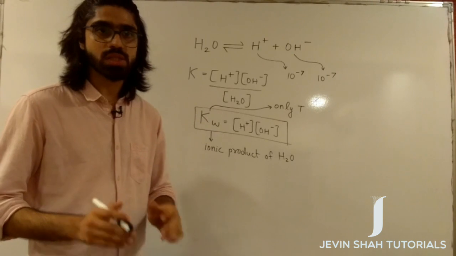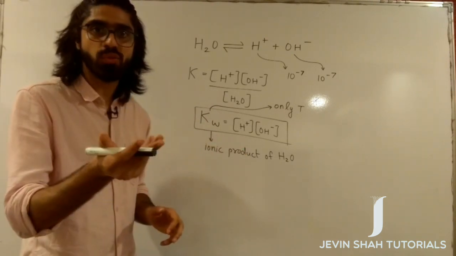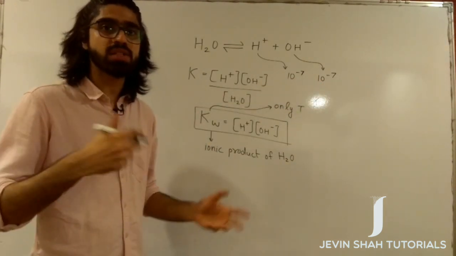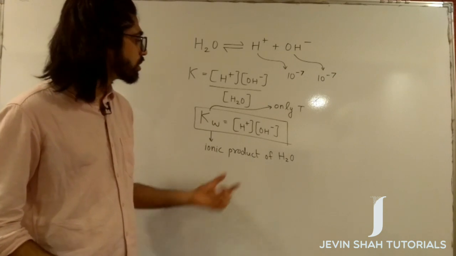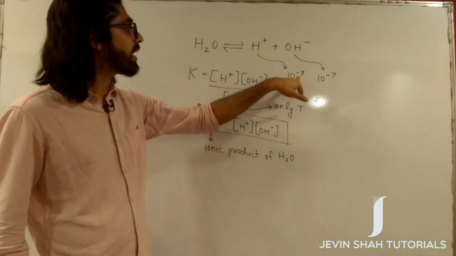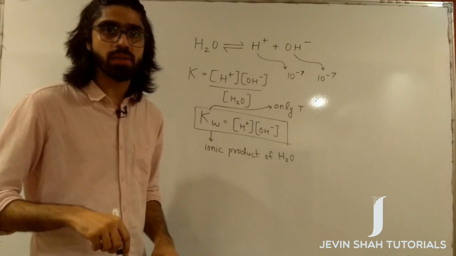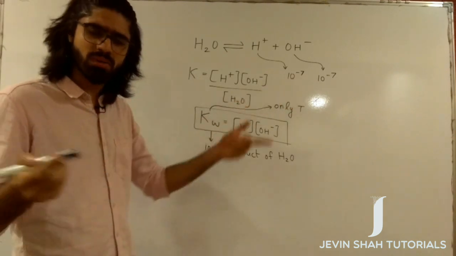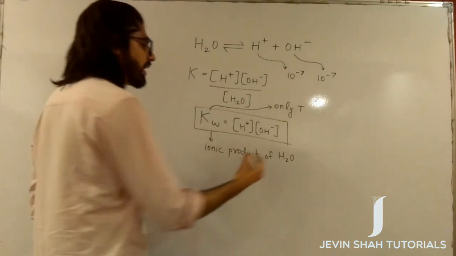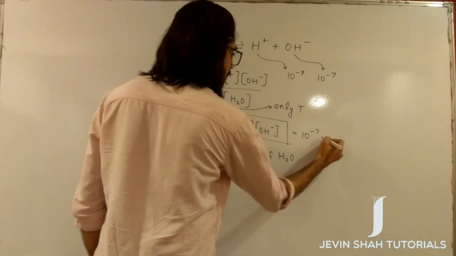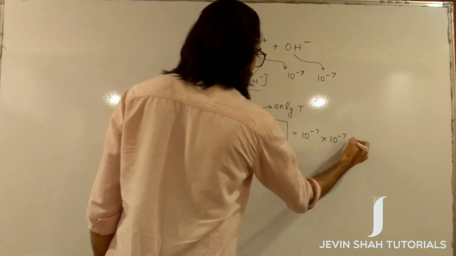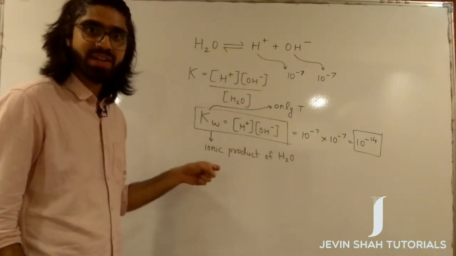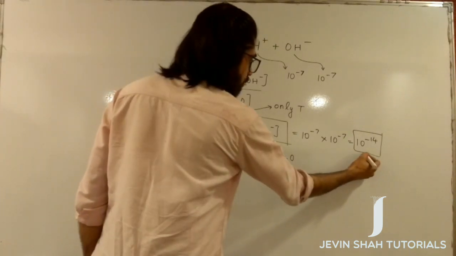At 25 degrees Celsius, I said that in 1 liter of water, only 10 to the power minus 7 moles are going to be present of H plus as well as OH minus. So the concentration of H plus is 10 to the power minus 7 moles. The volume we have taken is 1 liter. So the concentration is 10 to the power minus 7 moles upon volume in liters, that is 1, which is 10 power minus 7 only. So we can put H plus as 10 power minus 7 multiplied by OH minus, which is also 10 power minus 7, and that makes it 10 power minus 14. So at 25 degrees Celsius, the value of Kw is 10 to the power minus 14.